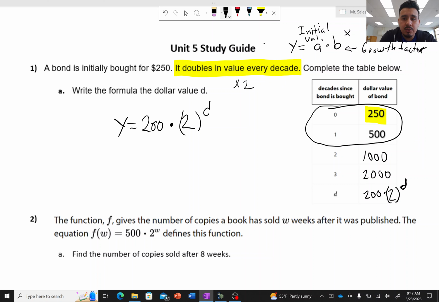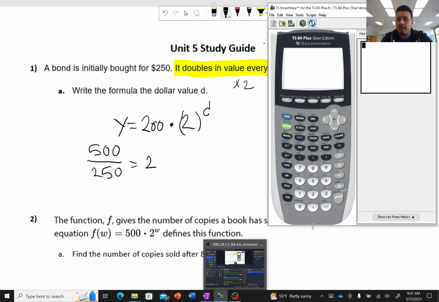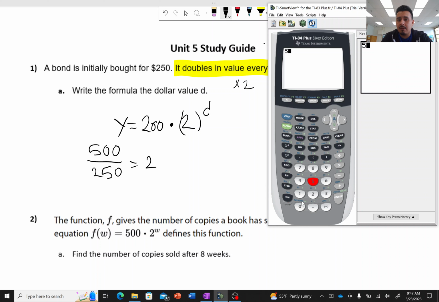So let's divide them. We have to divide 500 over 250, and that turns out to be 2. If you don't believe me, you can plug it into your calculator. So here's my calculator. I'm going to do 500 divided by 250, and guess what? It gives me 2. Perfect. So I was correct. I did double check my work, and that is my growth factor.